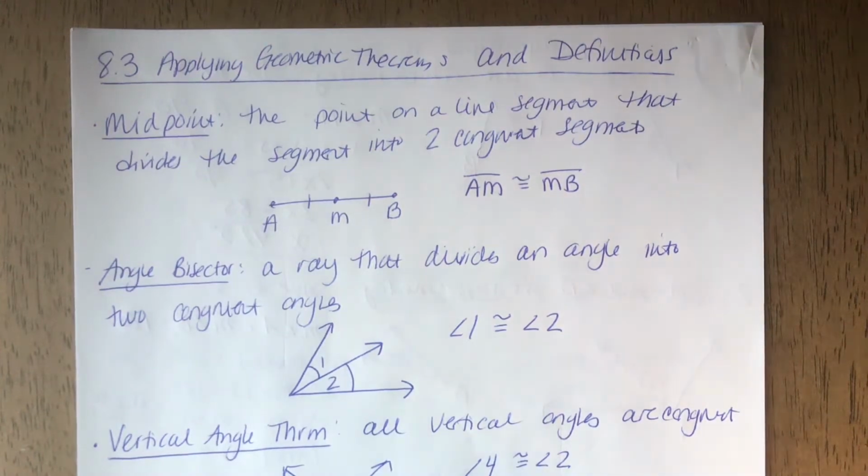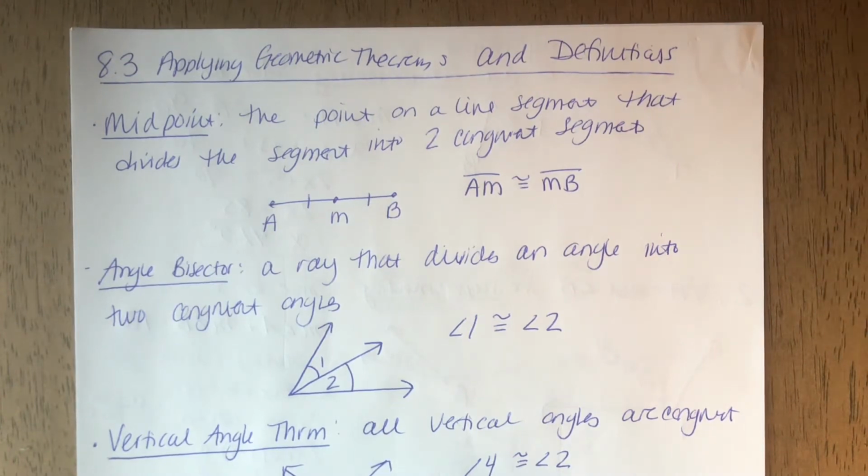Right, now in Honors Math 9, we're going to take our theorems and apply them to geometry. So some new theorems for us, or definitions. We have a midpoint, and a midpoint of a line segment is the point that divides a line segment into two congruent segments. So in this diagram, segment AM is congruent to MB.